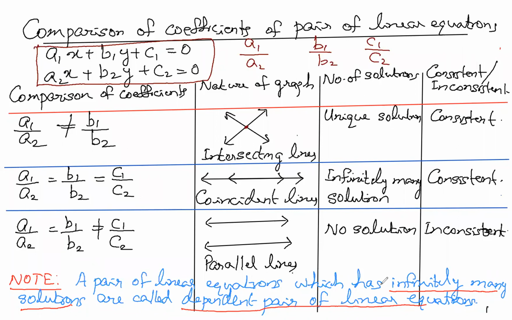So there may be one more question or MCQ questions. Which of the following pairs are dependent pair? So that I will check. A1 upon A2, B1 upon B2, C1 upon C2. If all the ratios are equal, we can write they are dependent pair of linear equations. Okay. So now we have a few basic textbook questions. After that, we have to do the advanced questions based on this topic.